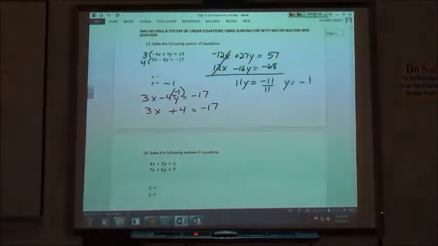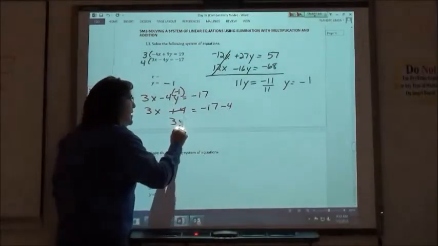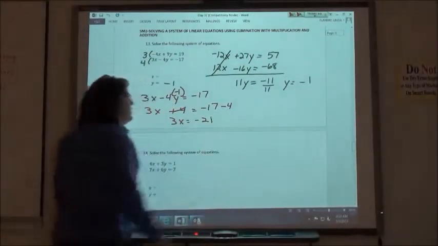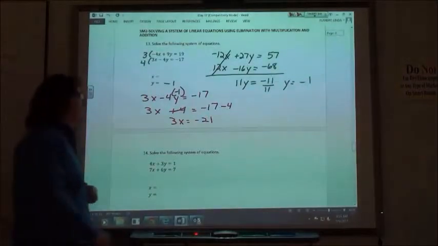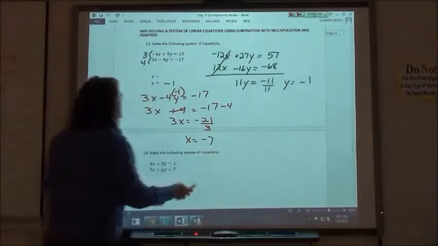Now we have an equation that looks like something we can solve. So I need to move my 4 over. I'm going to minus my 4. 3x equals negative 21. And then I'm going to divide by 3. X equals negative 7.